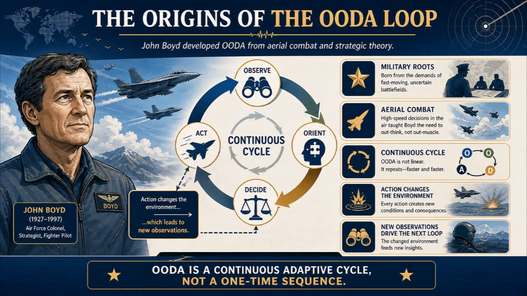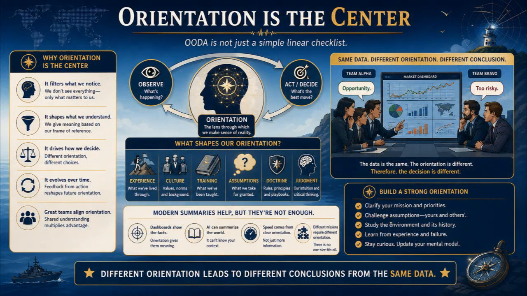Modern summaries often describe OODA as a simple linear model that is useful for beginners but incomplete. Boyd's deeper version places orientation at the center. Orientation is the mental model through which information is interpreted. It includes experience, culture, training, assumptions, doctrine, and analytical judgment. In other words, two companies can observe the same market data and reach different conclusions because they are oriented differently. Cambridge's discussion of dynamic capabilities notes that Boyd did not imagine OODA as purely sequential. It included feedback loops, and orientation acted as a frame of reference shaped by culture, personality, and experience.